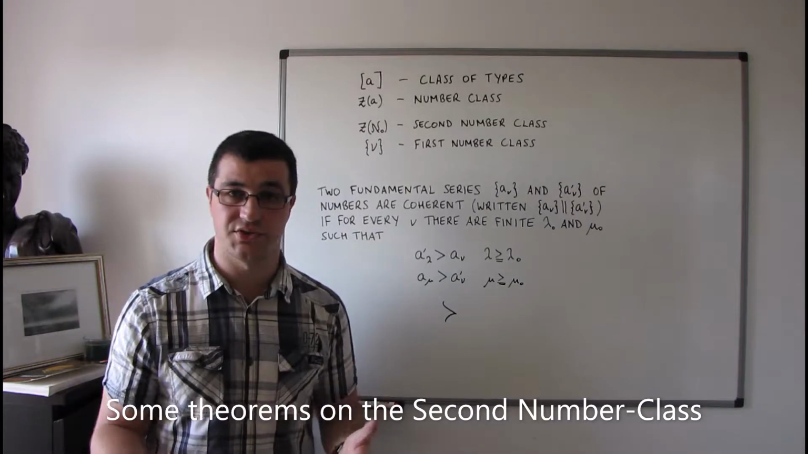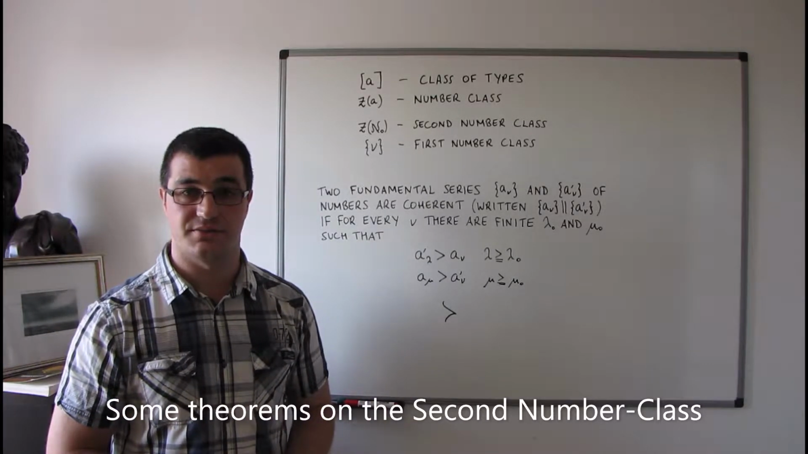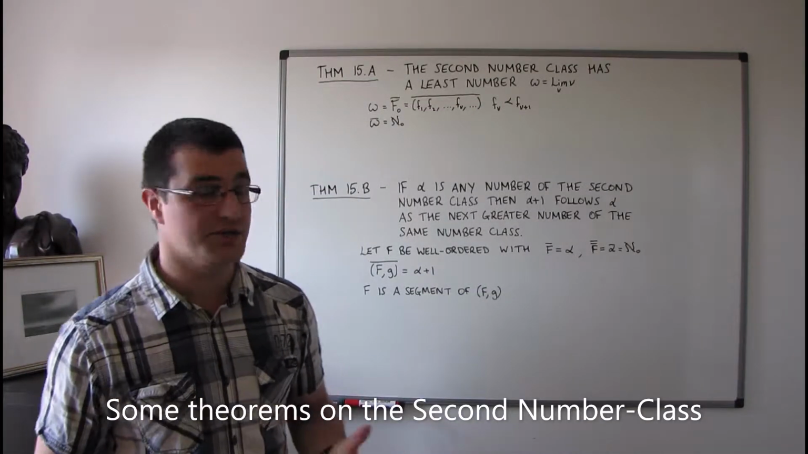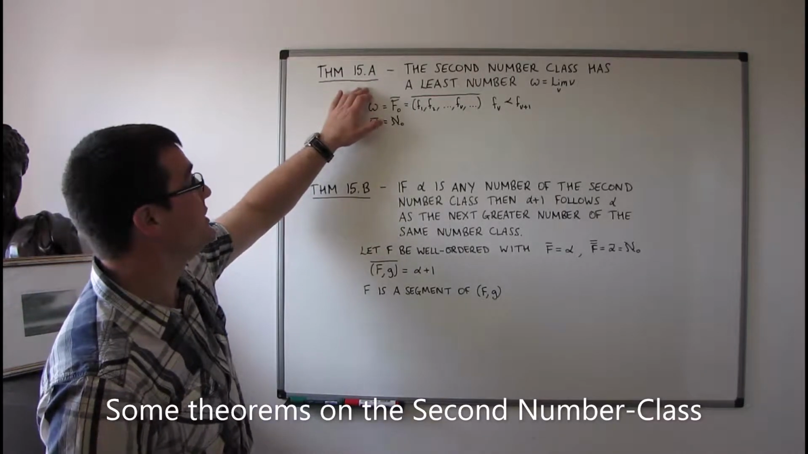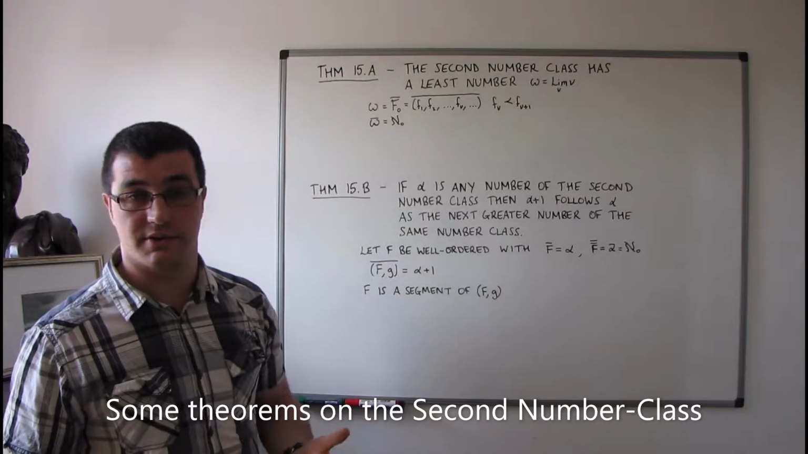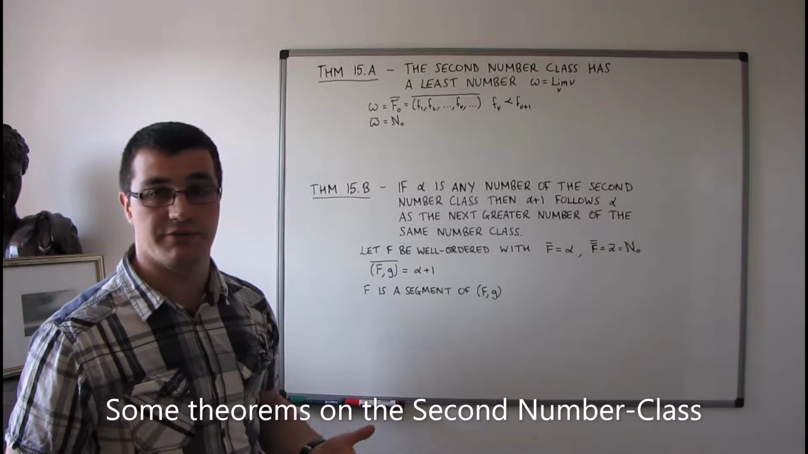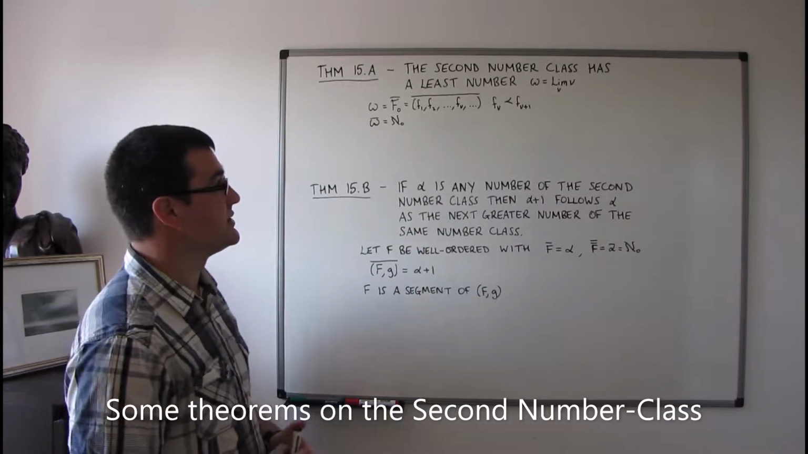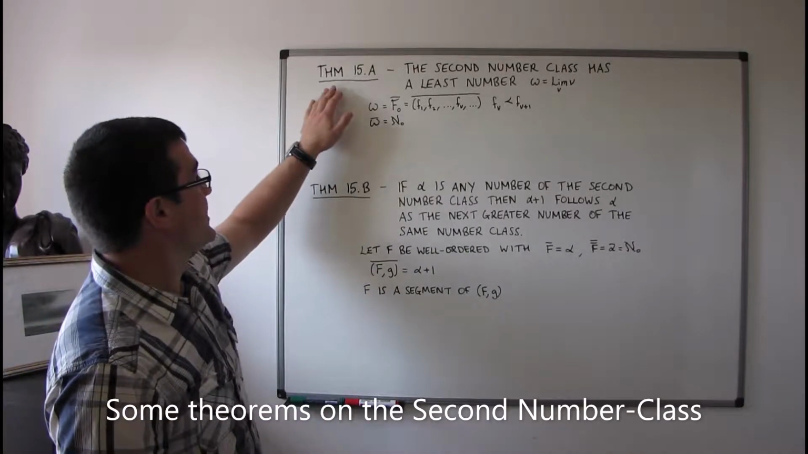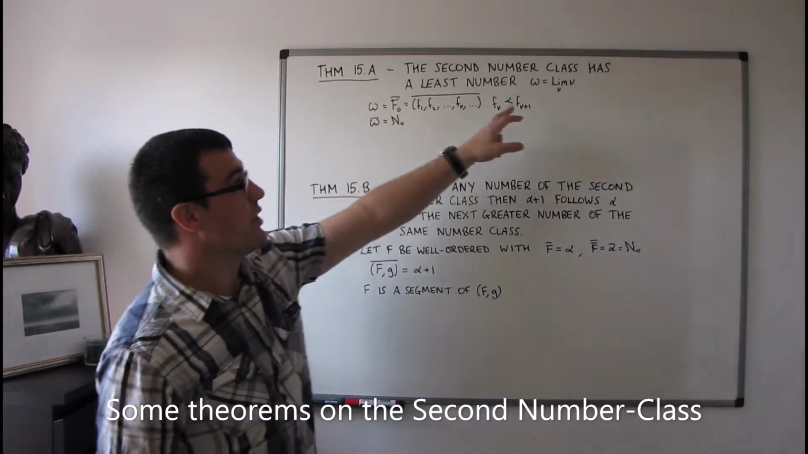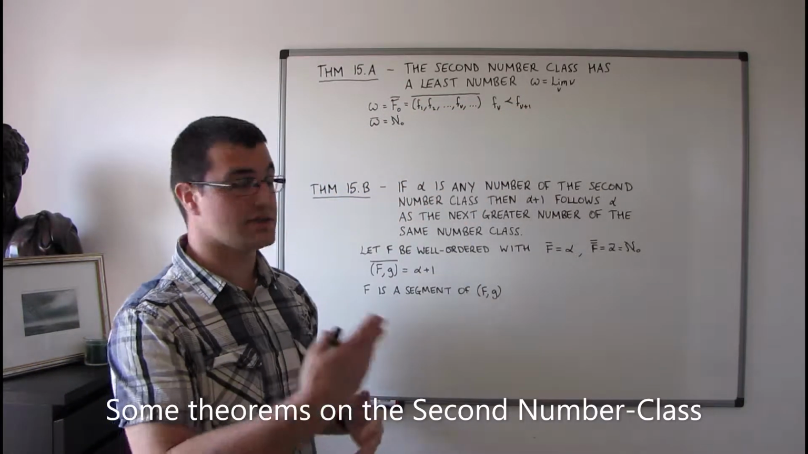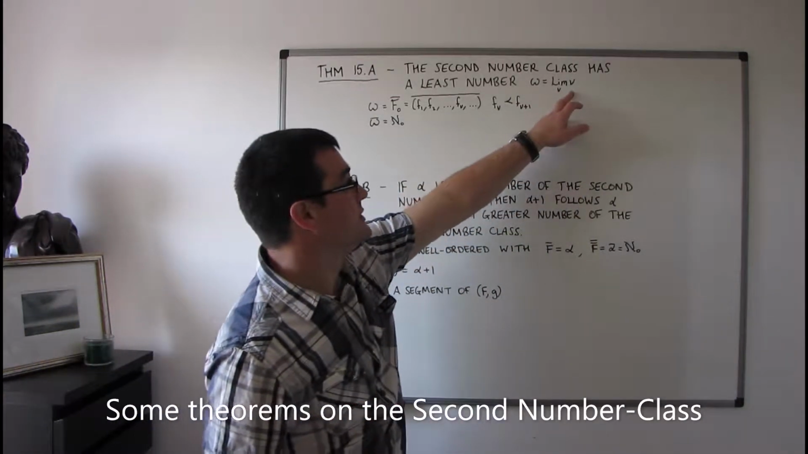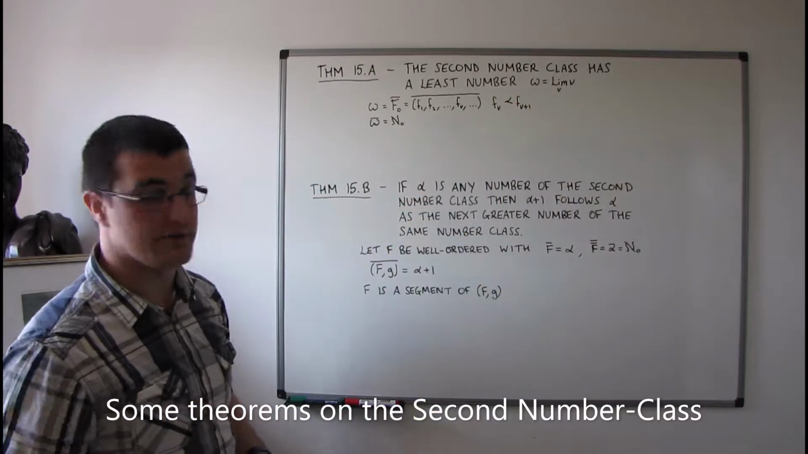So now I'm going to move on to the theorems from this section. These are the first couple of theorems that I'm going to go through. So we've got theorem 15a. I call it 15 because what I'm going through, at least in roughly the first half of this video, corresponds more or less to section 15 from Cantor's article. Theorem 15a: the second number class has a least number omega, which equals the limit of this fundamental series of finite ordinals, nu. This was notation that I introduced right at the end of the last video.